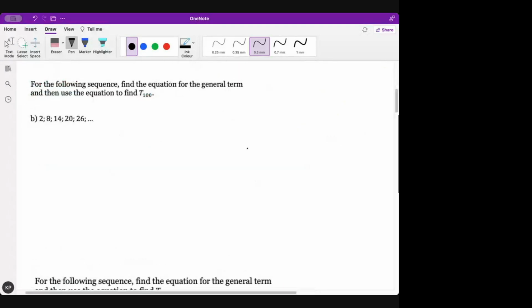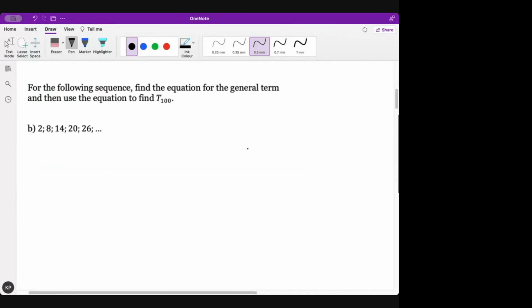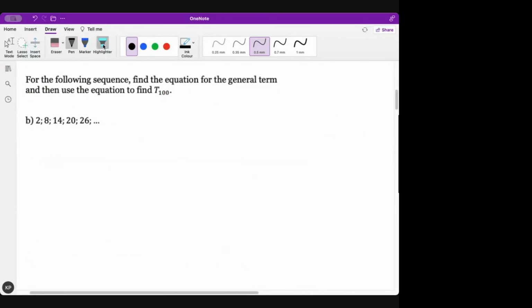Okay, let's look at the following sequence. Again, we are finding the equation of the general term and then finding term 100. So let's put our information sheet into good use. This time, let's start with the differences, just to make things easier. Let's start with our first differences.